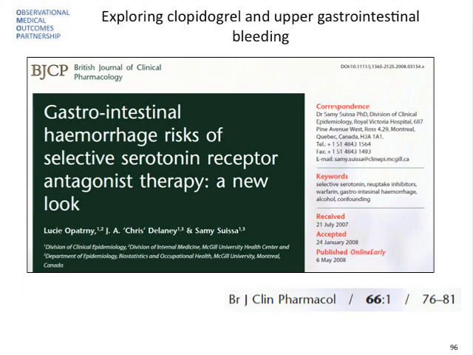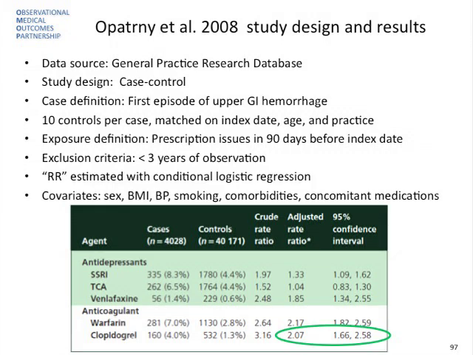Moving ahead, we've got an example here from Suissa's group. For some reason, we're on a Canadian kick here. You see a case control analysis looking at clopidogrel in the GPRD, General Practice Research Database, first episode of upper GI hemorrhage. And here are some of the selection criteria. They had to have a minimum of 3 years of observation time, which is a lot more feasible in some databases and not others. 10 controls per case matched on index date, age, and practice, and a number of covariates that were relevant based on other studies in the literature.